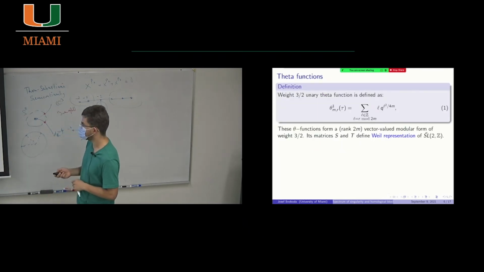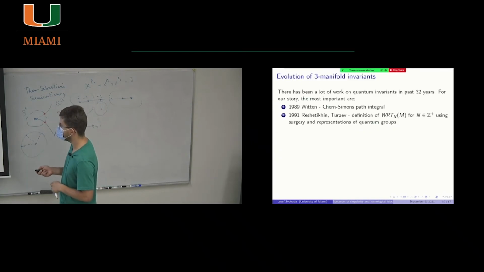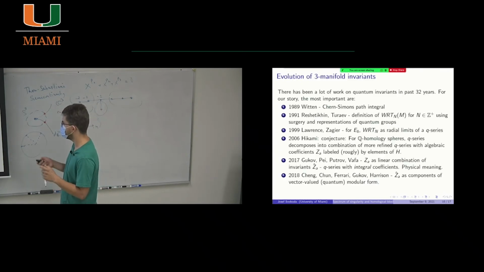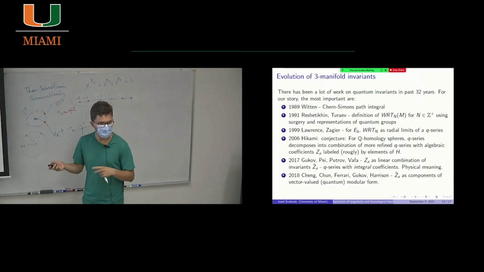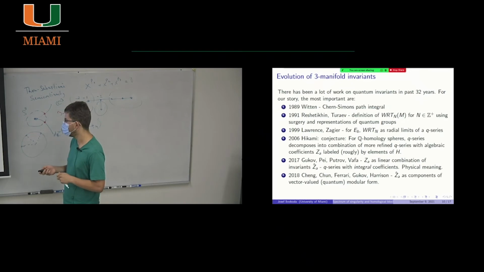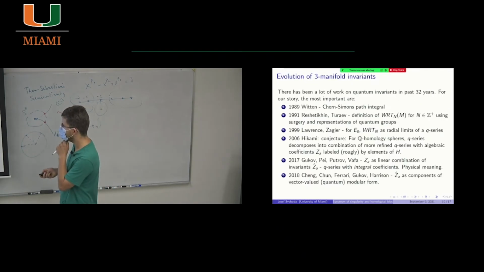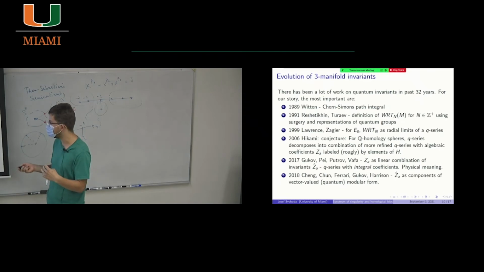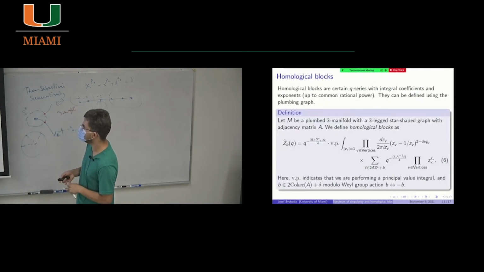So this was the last step so far. Of course, they try to categorify these invariants because they have integral coefficients, so they believe there is some homology theory. But this is not so important. So they found these vector-valued modular forms, where some of the components are these homological blocks. Okay. So here is the homological blocks definition.